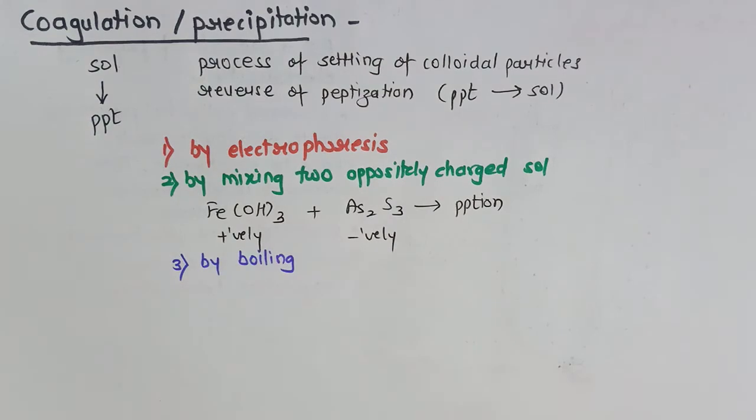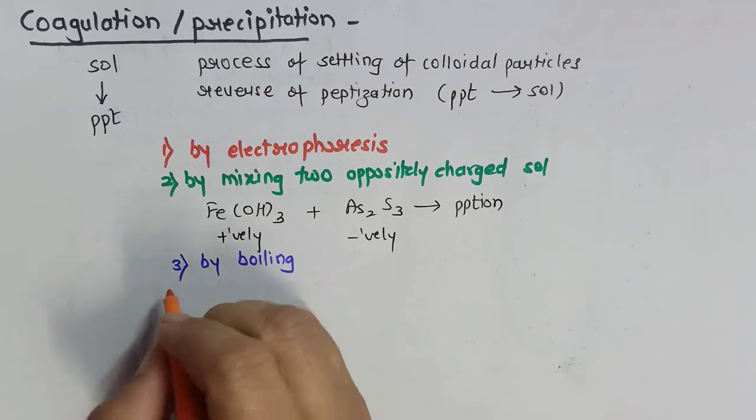The next method is by boiling. What happens by boiling? Due to continuous boiling, the adsorbed layer on the colloid particles gets disturbed. As a result, it will reduce the charge on the particle and therefore ultimately result in settling into a precipitate.